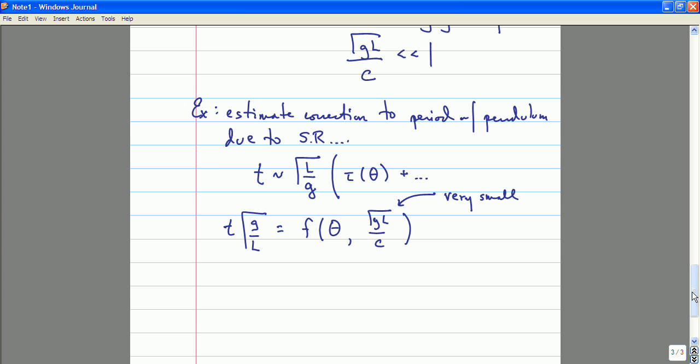So because that parameter, root gl over c, is very small, we could then imagine taking this function f, and we could expand it in powers of root gl over c, just by doing a Taylor expansion. And so we would get some function of theta times root gl over c to the 0th power, plus a different function of theta times root gl over c to the 1st power, plus another function of theta times root gl over c squared, and so on and so forth. And if this pendulum is moving slow compared to the speed of light, then this Taylor series provides a very good approximation to the behavior of this pendulum.